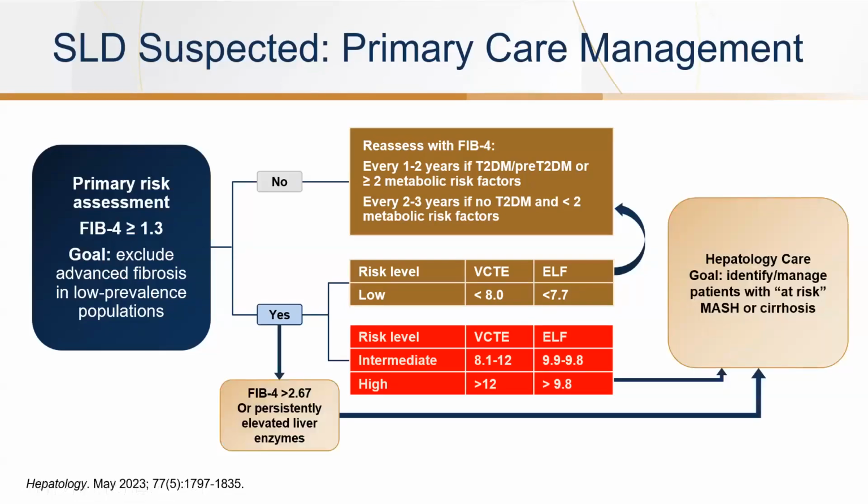Okay, so in hepatology, our goal is to make sure that we get these people that are at risk for developing MASH or advanced fibrosis. And we do know that if their FIB4 is greater than 2.67, or if their liver enzymes, basically their transaminases, remain elevated over time, regardless of changes in diet, weight loss, then we know that they're at higher risk, and this is when you want to make sure they're getting to hepatology or GI for additional evaluation.